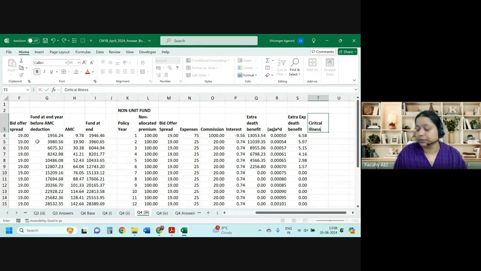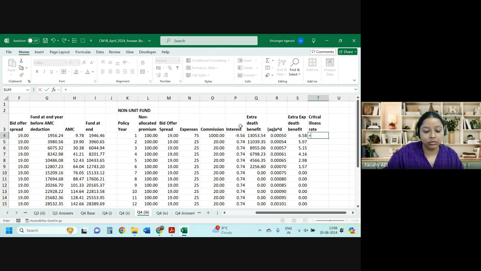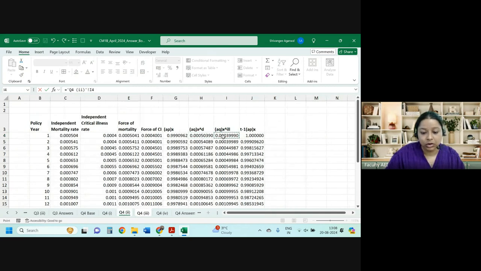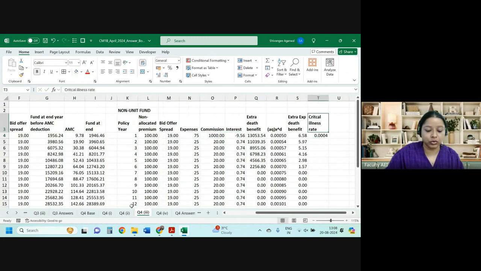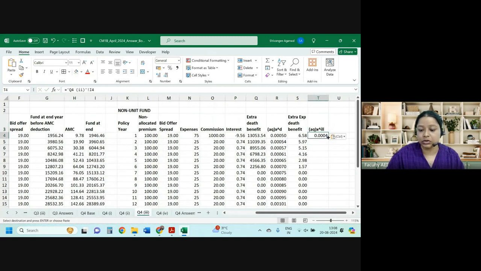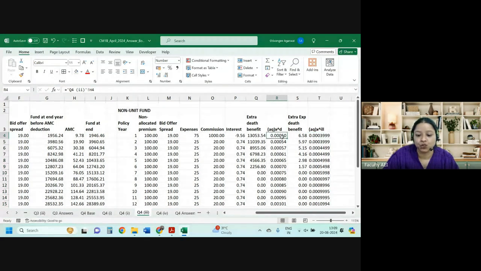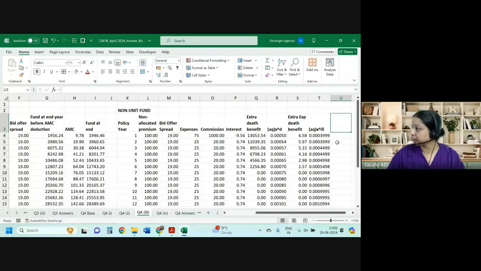Then we have critical illness. Critical illness rate, because here we are not paying anything extra. Whatever unit fund is being accumulated, we take that. So critical illness rate is again basically this one, and you can take this also.